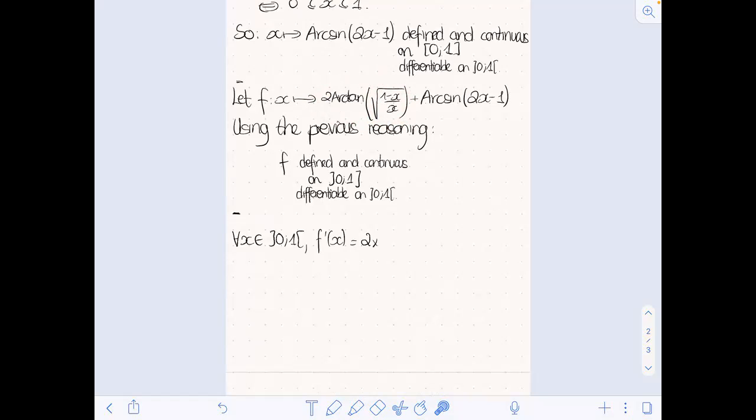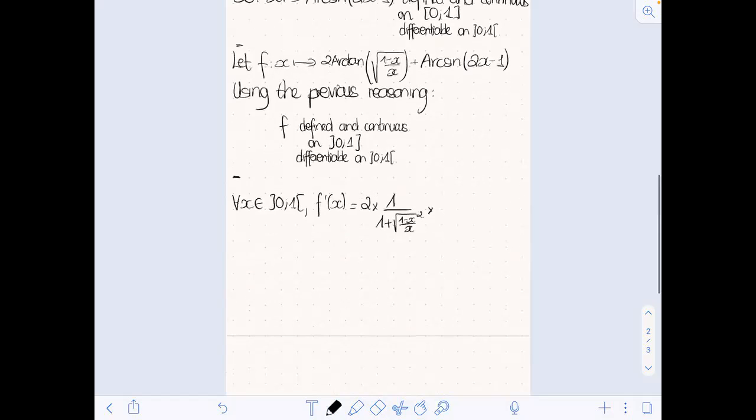So that's the first part. So we get 1 over 1 plus the square root of 1 minus x over x, squared, times the derivative of the square root. And so we should get minus 1 over 2x squared times the square root of 1 minus x divided by x. So that's the first part.